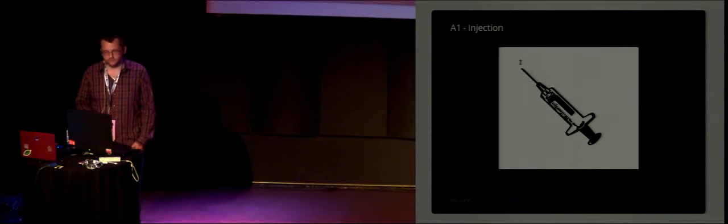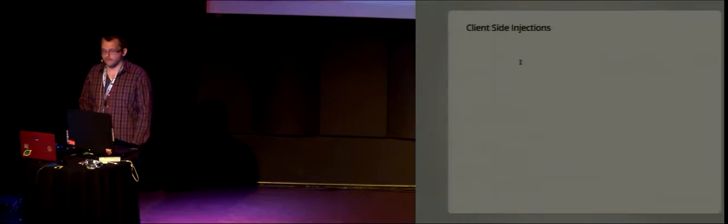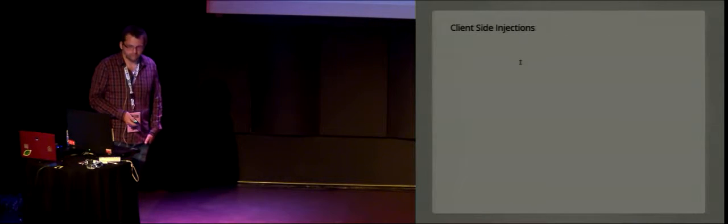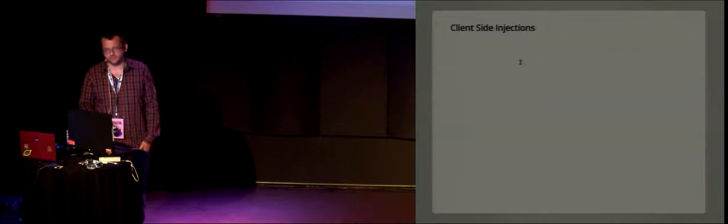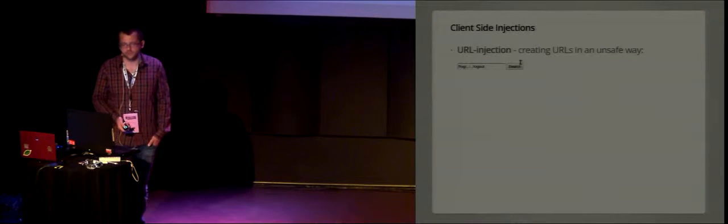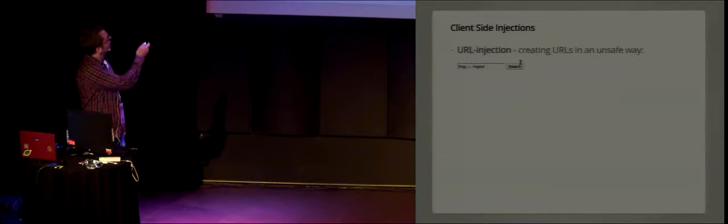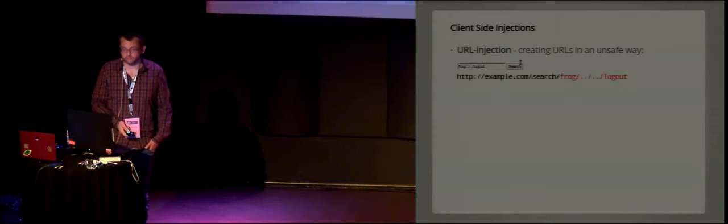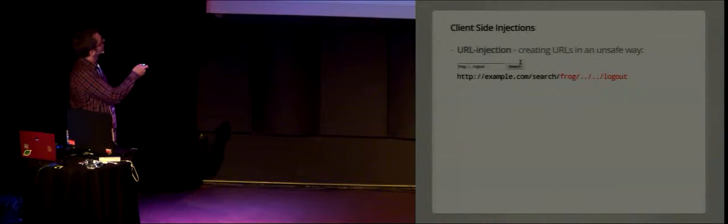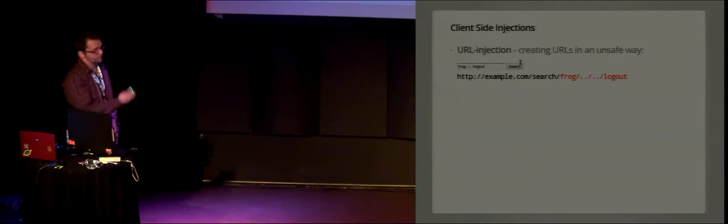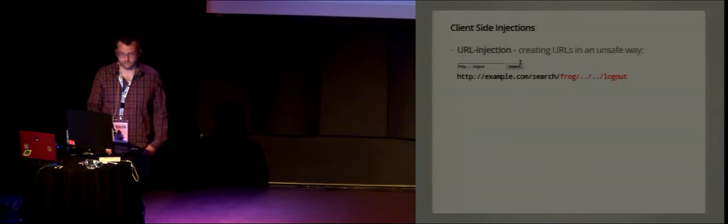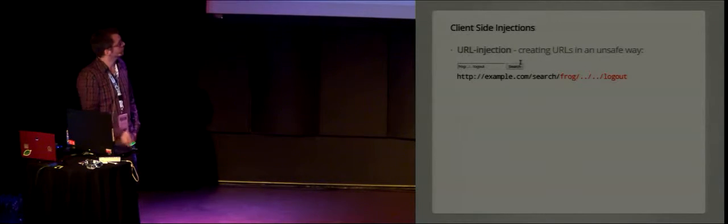The last thing I'll talk about is injection. Here are a couple of client-side injections that I've seen. One of them is URL injection. We have a search form, and what I enter as a search term is frog slash dot dot slash dot dot, etc., logout. The URL that's sent back from this search from XHR becomes this, which means it goes to the logout page and you're logged out. That doesn't really matter all that much, but you could do anything with this.